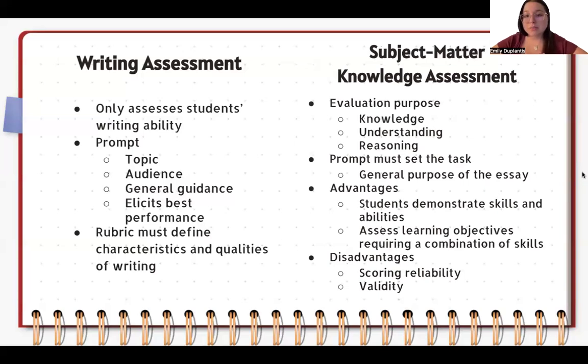The next writing type or assessment type is going to be the subject matter knowledge assessment. So the evaluation purpose is, are students knowledgeable? Do they understand? And can they reason their understanding? This prompt must set the task. Gives the general purpose of the essay. Advantages to this type is going to be student demonstration of skills and abilities, as well as assessing learning objectives requiring a combination of skills. So that's really important, especially in ELA. But the disadvantages are going to be scoring reliability and validity, and we're going to get to that a little bit later as well.